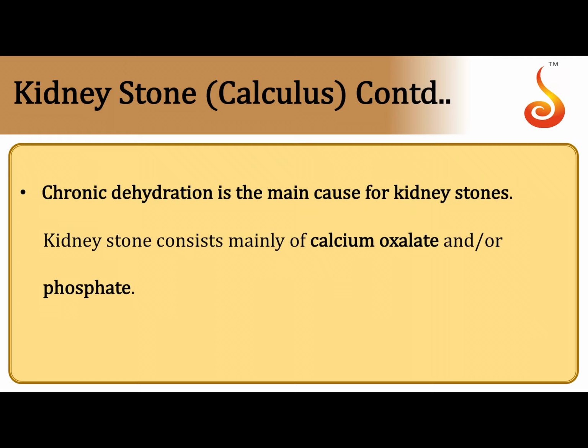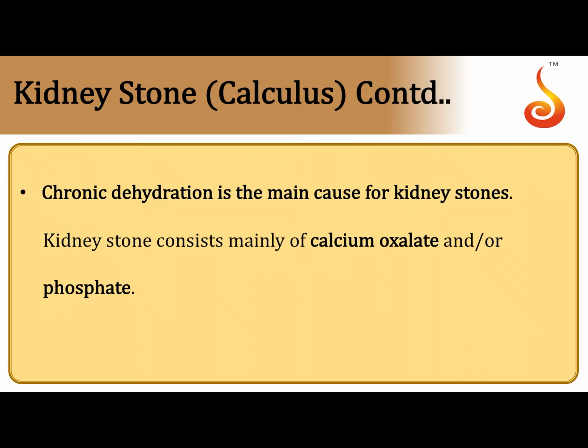Another reason for kidney stone or renal calculus formation is chronic dehydration. Chronic dehydration can also upset the fluid balance and the ionic balance in the body, and that may lead to precipitation of certain salts.